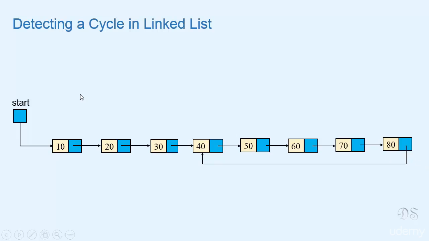Now, one solution to find a cycle in a linked list is to keep a visited flag in each node and start traversing from the beginning. And whenever a node is visited, its visited flag is set to true. So if the list has a cycle, we'll definitely come back to a node whose visited flag is true. Now in this solution, we have to make changes in the nodes.